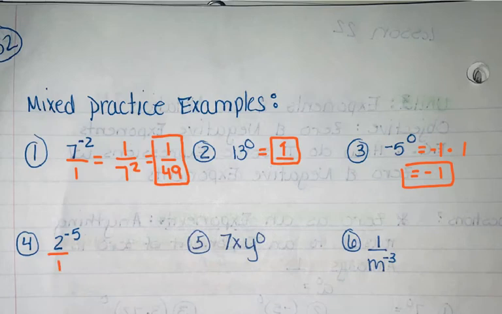Number 4, I see a negative exponent, so I need the reciprocal here. So I'm going to flip it: 1 over 2 to the 5th. So that means 2 times 2 times 2 times 2 times 2. So 2 raised to the 5th power is 32. So this would become 1 over 32.